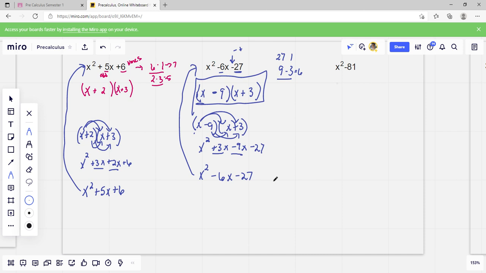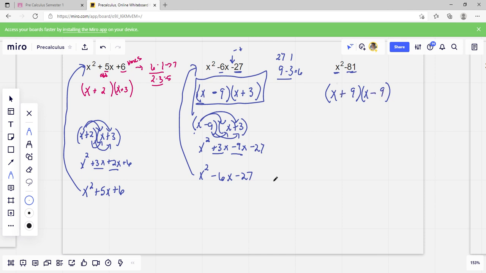This one right here is a difference of two squares. So when you have a square number here and a square number here, it's going to be the same in both boxes. One's going to be a plus and one's going to be a minus. So the square root of x squared is x. Square root of 81 is 9. So 9 in both. And one's a positive and one's a negative.